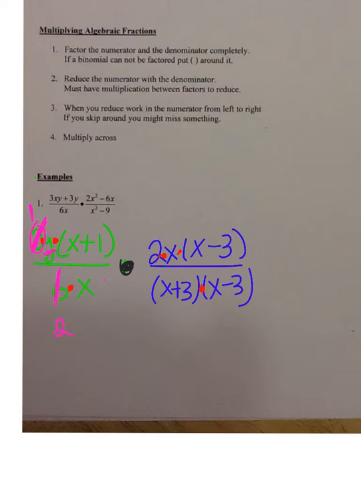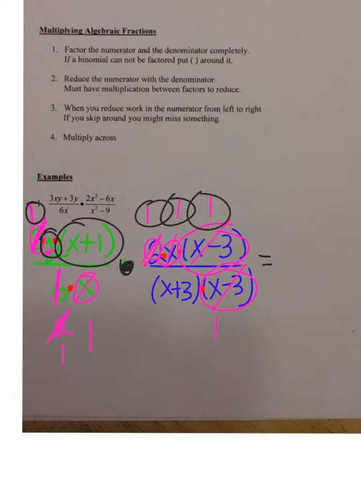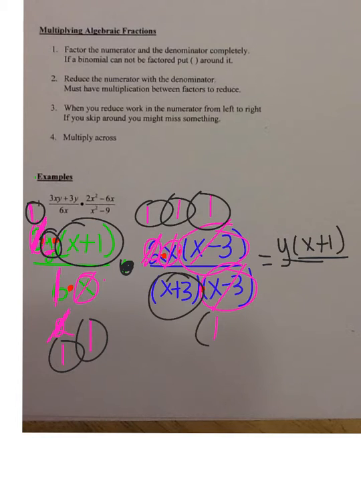Now I go to 2. 2 reduces with 2, so they both reduce to 1 and 1. And then I have x. X reduces to 1 and x reduces to 1. X minus 3 and x minus 3 reduce to 1 and 1. All right, so now that we're done reducing, and notice I worked from left to right, I didn't skip around, I just multiply across. So let's see what's left in the numerator. I have 1 times y times x plus 1 times 1 times 1 times 1. That's y times x plus 1. And in the denominator, 1 times x plus 3 times 1 is just x plus 3.